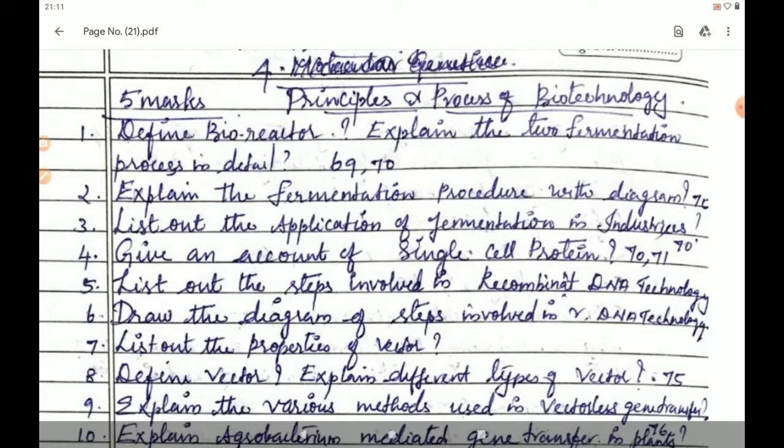Then next is the organisms used for the production of single cell proteins, given in page number 71. Bacteria: Methylophilus methylotrophus, Cellulomonas, Alcaligenes. Fungi: Agaricus campestris, Saccharomyces cerevisiae, Candida utilis. And the algae are Spirulina, Chlorella, Chlamydomonas. Then next, close the bracket.